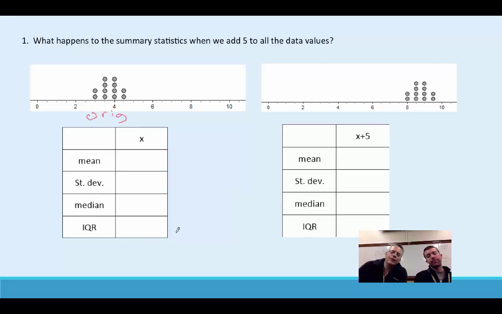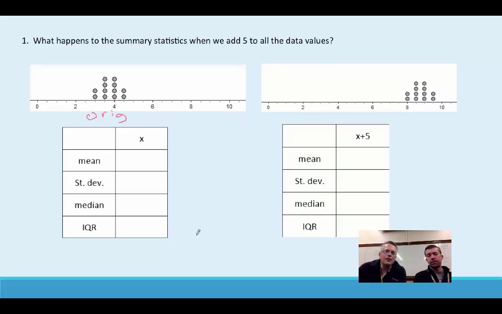In the second graph, we've added 5 to all the data values. And what happened? It shifted. Looks like we were at 3 and moved to 8, so it all shifted 5. The shape didn't change. Did it get more spread out? No. So when we add 5, the spread doesn't change, and the measures of spread should be the same.